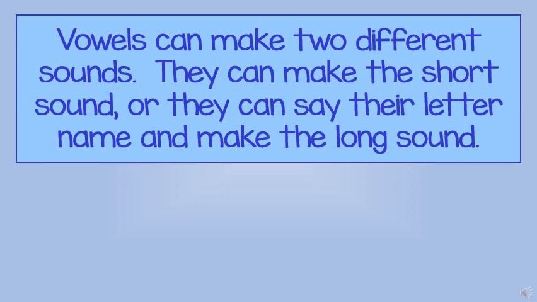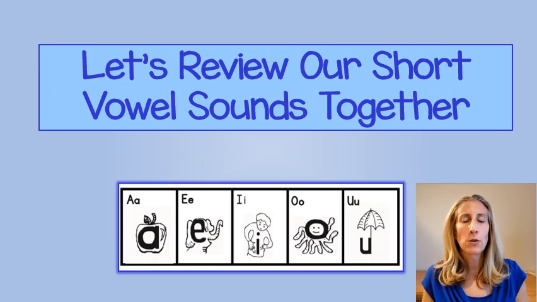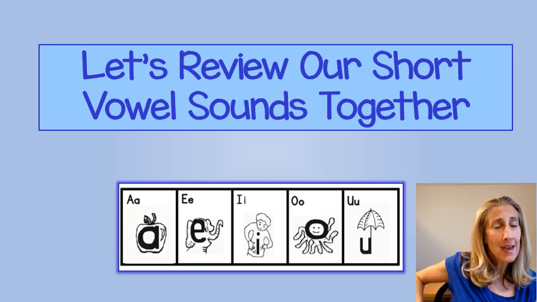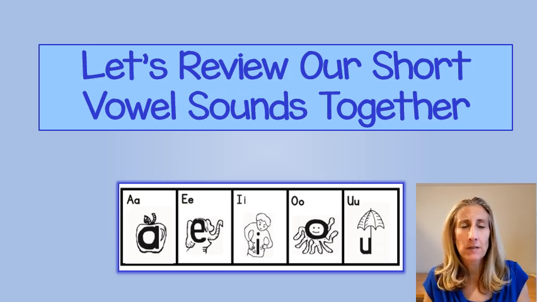Vowels can make two different sounds. They can make the short sound, or they can say their letter name and make the long sound. So let's review our short vowel sounds together. A, apple. E, elephant, or some of you say ed. I, itch. O, octopus. And U, umbrella.